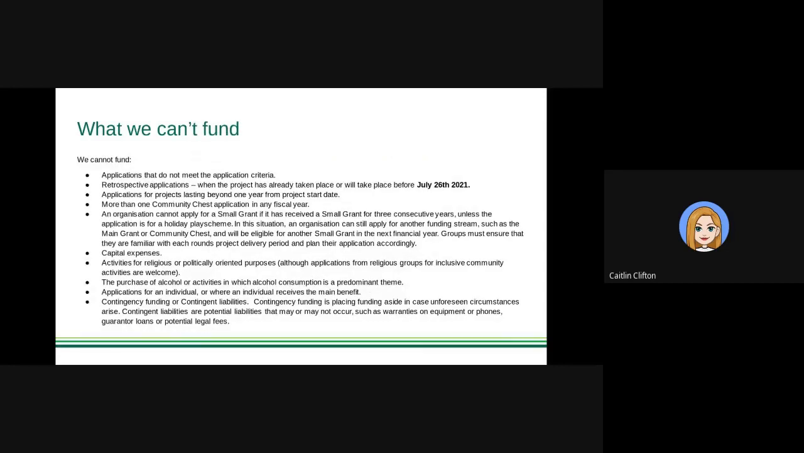What we can't fund. Hopefully it's clear by now that we don't fund anything that doesn't meet the application criteria, and that we have those restrictions around small grants. What we also won't fund is any retrospective applications. This is when the project has already taken place or will take place before the 26th of July. Again, it's very important to consult those tables. So if you apply for a project in the first round and potentially it was unsuccessful, and then you applied again in the next round, if the project dates were outside of the months that projects can start by, that would be considered a retrospective application. So we would not be funding that.